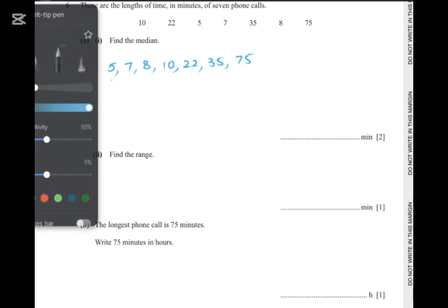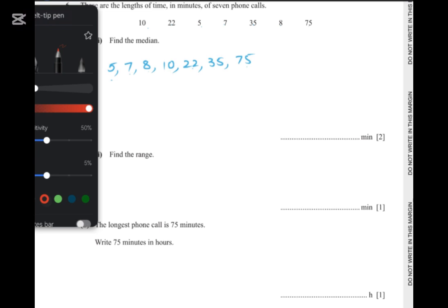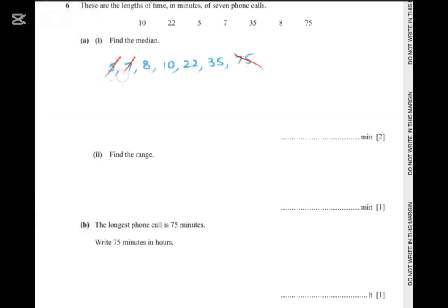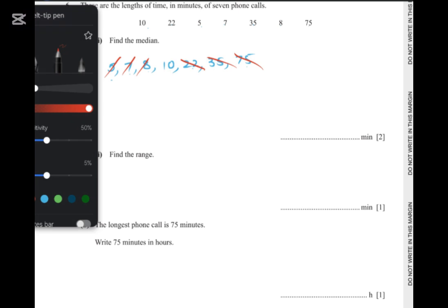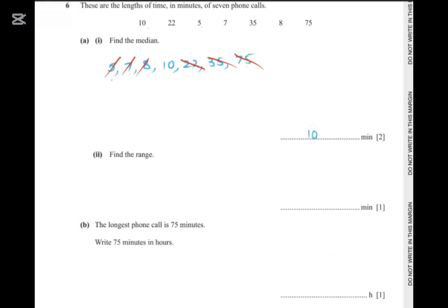Now when you arrange, the next method is you have to cancel out the extremes, and you are left with one number. So the answer is 10. The median is 10.